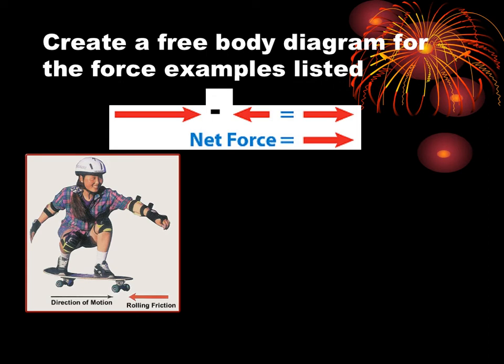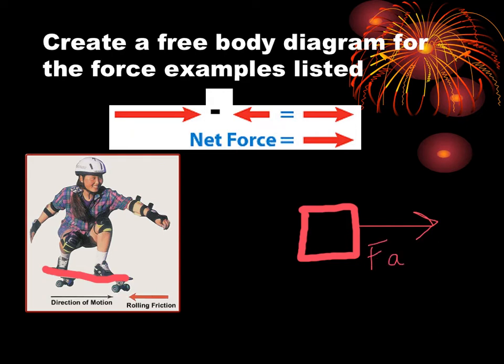Another example of a free body diagram would be this girl on the skateboard. We've got to figure out what object we want our free body diagram to represent. With the square here, we know it most likely would represent the skateboard. Forces are acting on the skateboard here. So for starters, the graphic tells me that her direction of motion is this way, so that would be the applied force, that she pushed the skateboard in that direction.